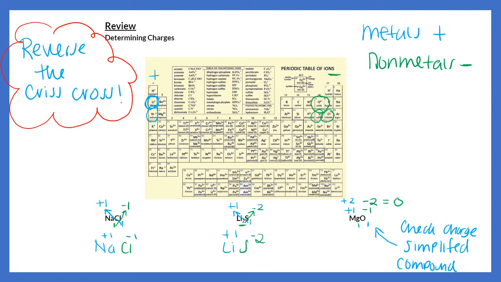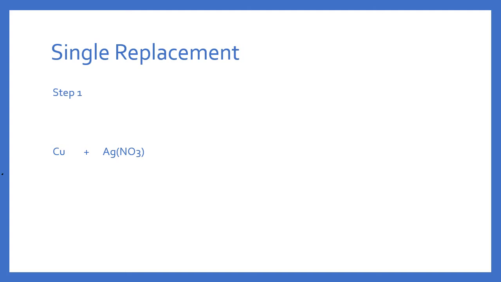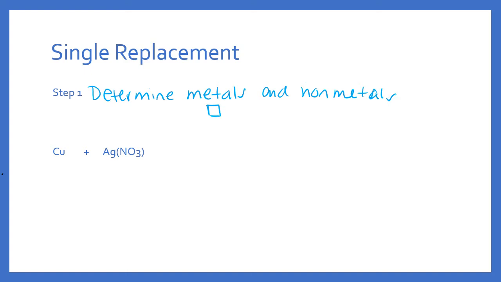Let's dive on in. Single replacement. So step 1 is to determine metals and nonmetals. Metals, we're going to box them in. Nonmetals, we are going to circle them. So let's take a look. Copper is a metal, so it gets boxed in. Silver is a metal, so it's going to be boxed in.